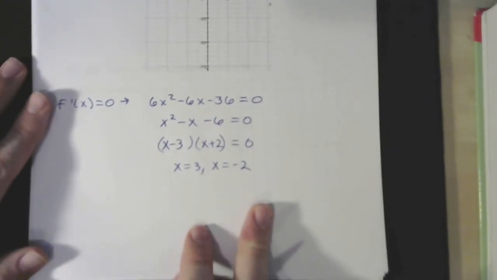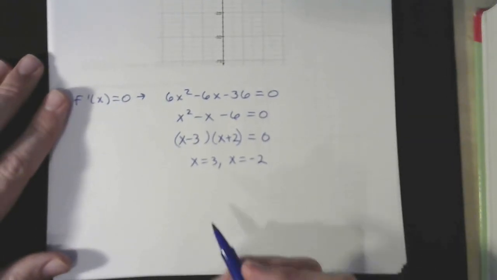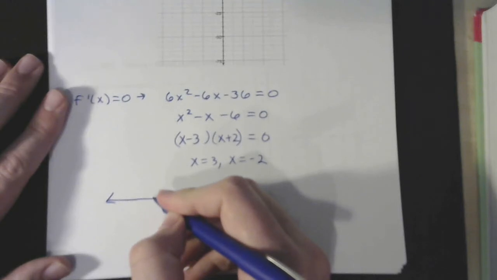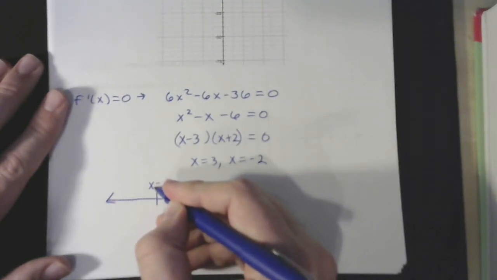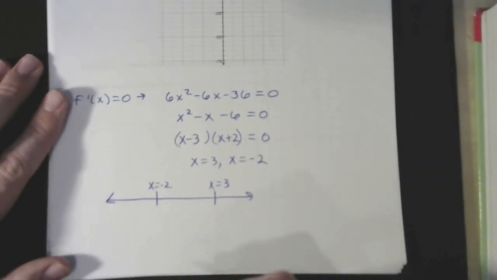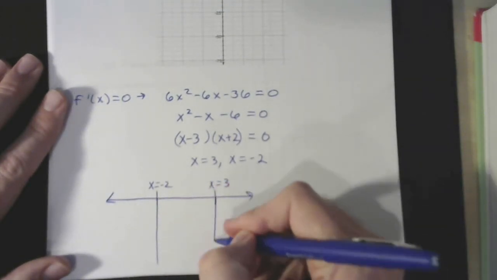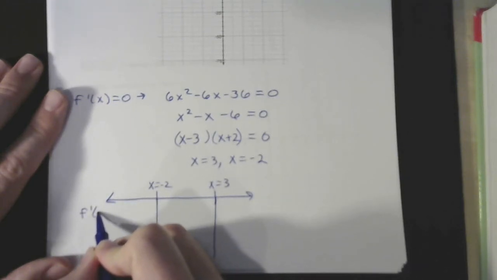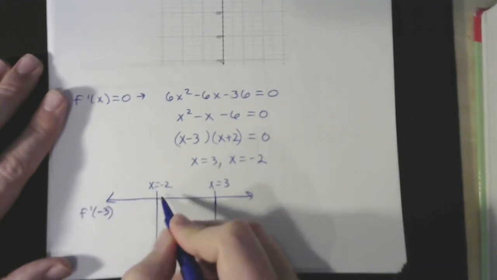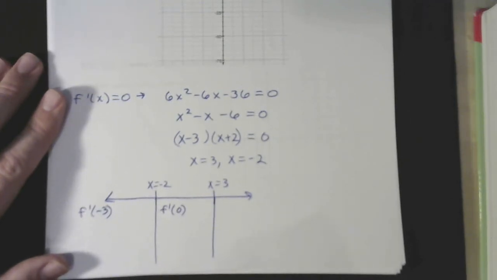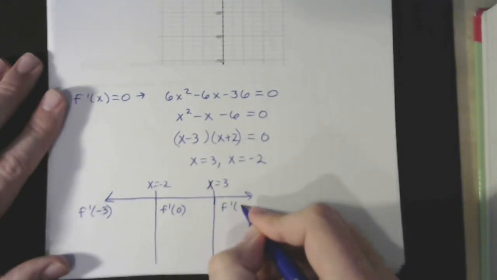So now we have our two values. We can set up our little first derivative test number line. And we're going to split at negative 2 and at 3. And so we need to test some values. To the left of negative 2, keep it easy on yourself, f prime of negative 3. In between, again, keep it as simple as possible, f prime of 0. And to the right of x equals 3, f prime of 4.